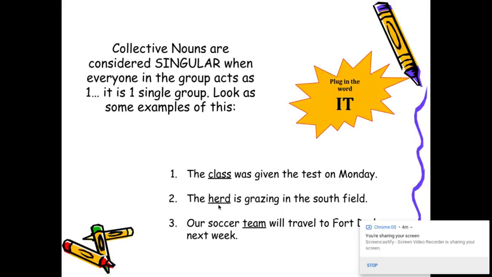Another example, we have "The herd is grazing in the south field." If we refer back to a couple of slides earlier, herd could be a group of cattle. So we've got cows out grazing in the field. We've got the group word, the collective noun of herd. They are all doing the same action, which is grazing or eating in the south field. So there aren't any differences. They're all acting as one group.